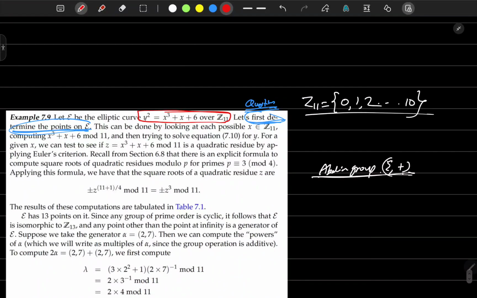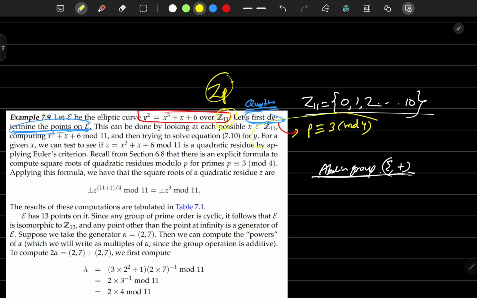In this question one constant is also given, which means one additional piece of information is given. I am giving the question, just listen, don't ask questions. Given an elliptic curve like this over Z11. Here I am taking Zp in general, such that p is congruent to 3 mod 4. This is the constraint.